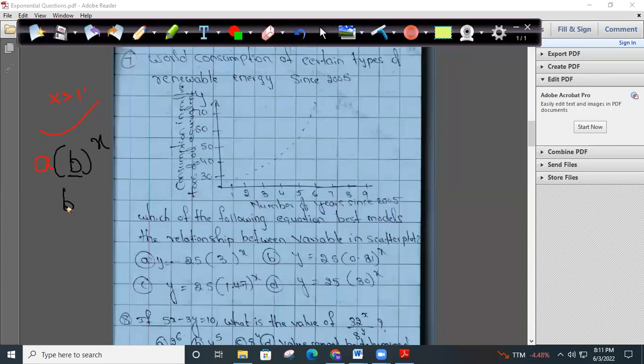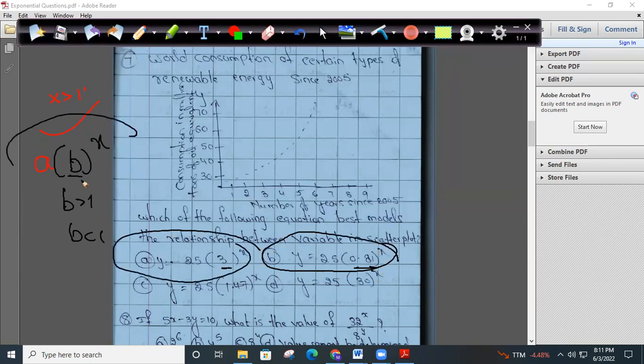If b is greater than 1, what is the meaning? I'm multiplying with 3. If b is less than 1, what is the meaning? I'm multiplying with a number less than 1. So this is an exponentially decreasing function. This is an exponentially increasing function. In an exponential function, x should be in the power. So the moment x is in the power, it is an exponential function. If b is greater than 1, exponentially increasing. If b is less than 1, exponentially decreasing function. As simple as that.